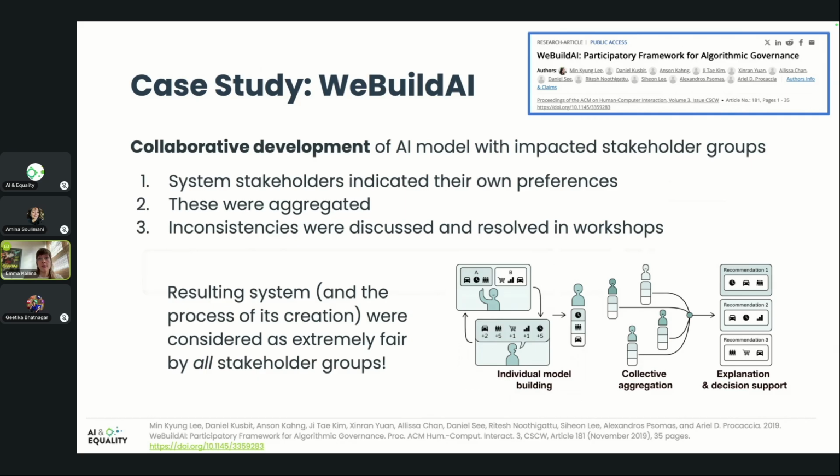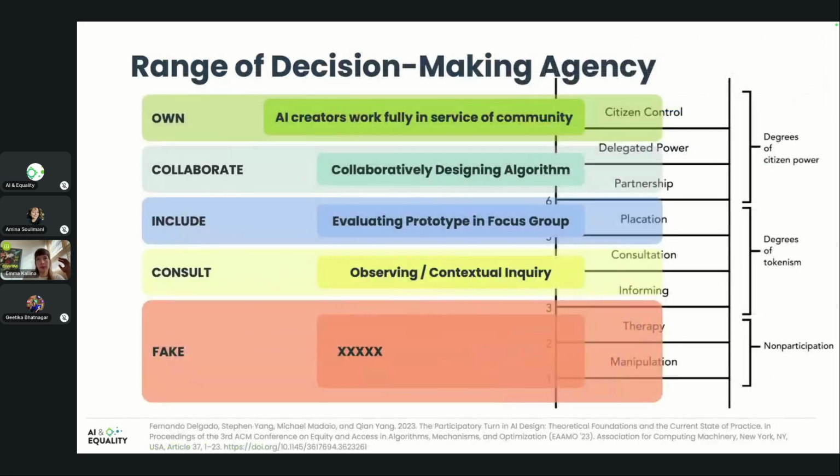The resulting system, and also the process of how it was created, was considered extremely fair by all stakeholder groups, and it worked way better than the process they had before. So this is a great example of how this was really done collaboratively. And then own, the last bit, is really where a community goes to technical people and says, we want this. And then the technical people, or AI creators, work in service of this community.